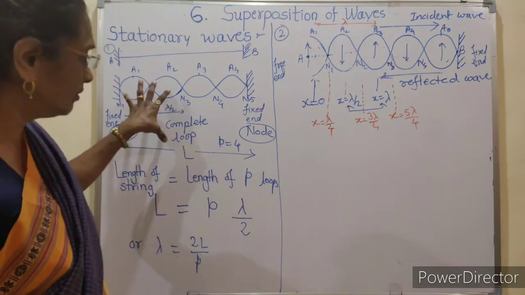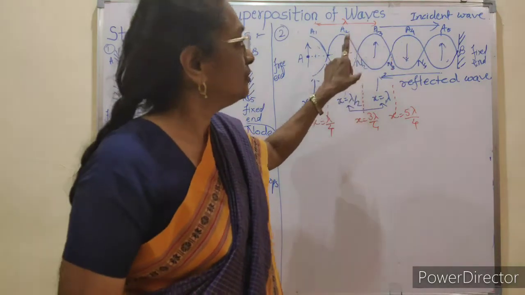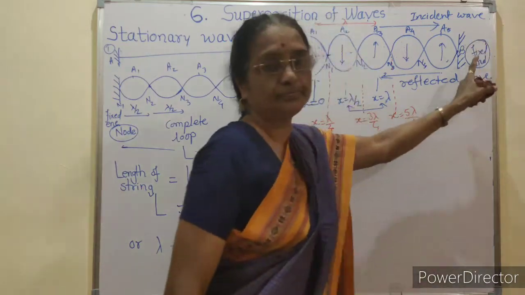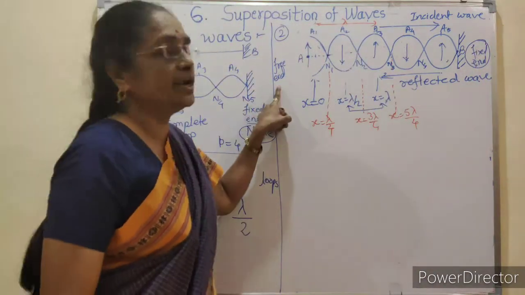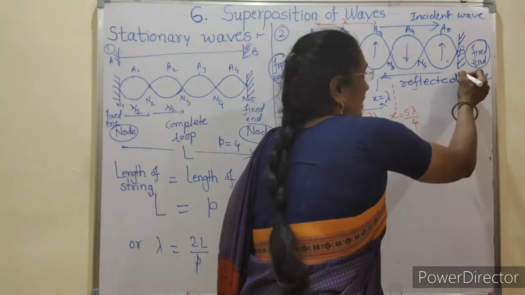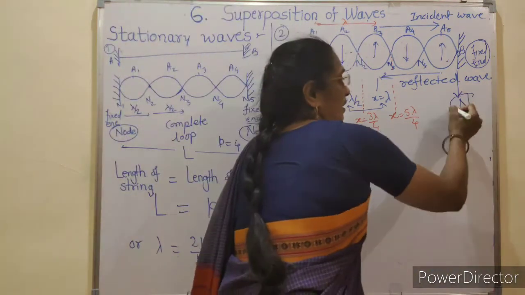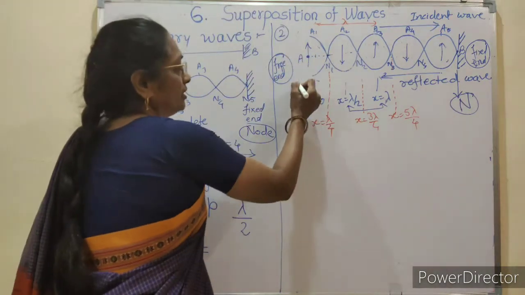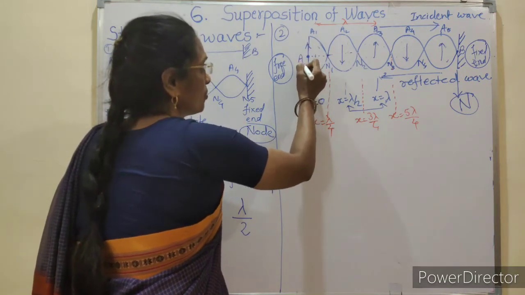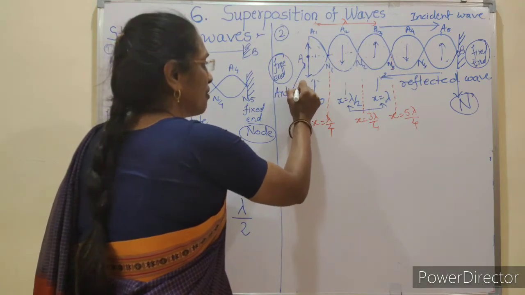Now a similar discussion we take in case of the stretched string, but here there is one fixed end and the other end is a free end. Means at the fixed end there is formation of node, and at the free end there is formation of antinode. Here antinode is formed. Always here there is formation of antinode.